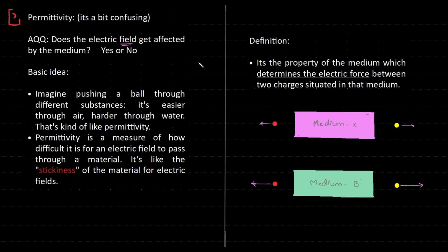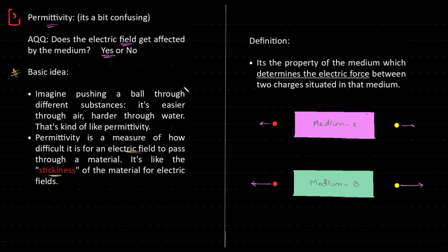A quick question. Does the electrical field get affected by the medium? Is it dependent on the medium? The answer is yes. We saw this indirectly in the last video. We told that the force between two charges is dependent on the medium. Now, to handle this mathematically, we have a new term called permittivity. Permittivity talks about how sticky things are for an electrical field.